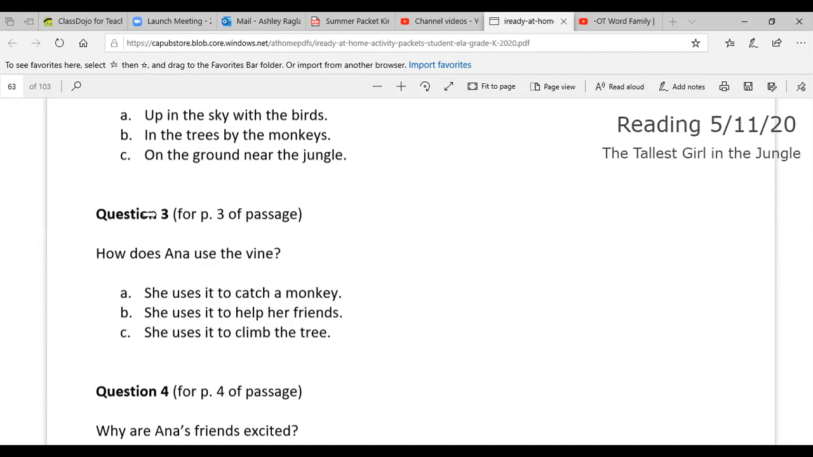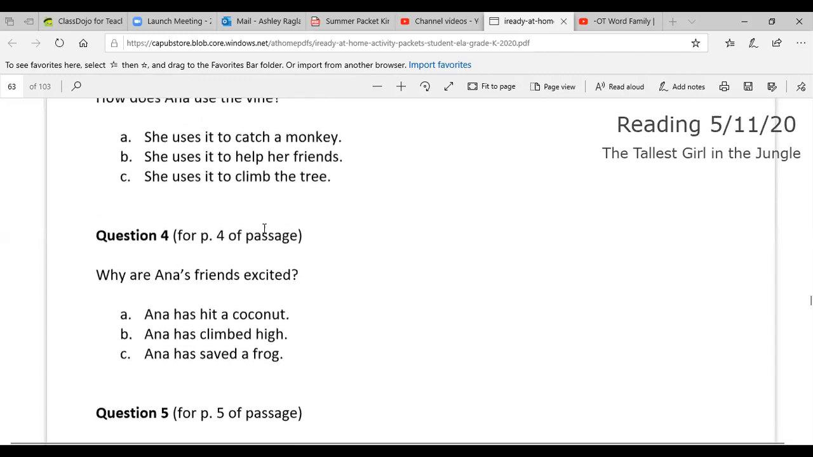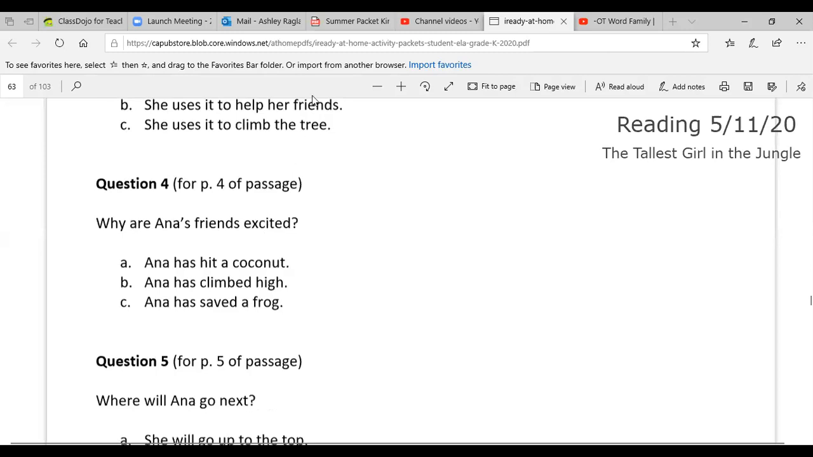All right, so for 3, you should have the letter C next to it. Let's go to number 4. All right, question 4. Why are Anna's friends excited? A, Anna has hit a coconut. B, Anna has climbed high. Or C, Anna has saved a frog?